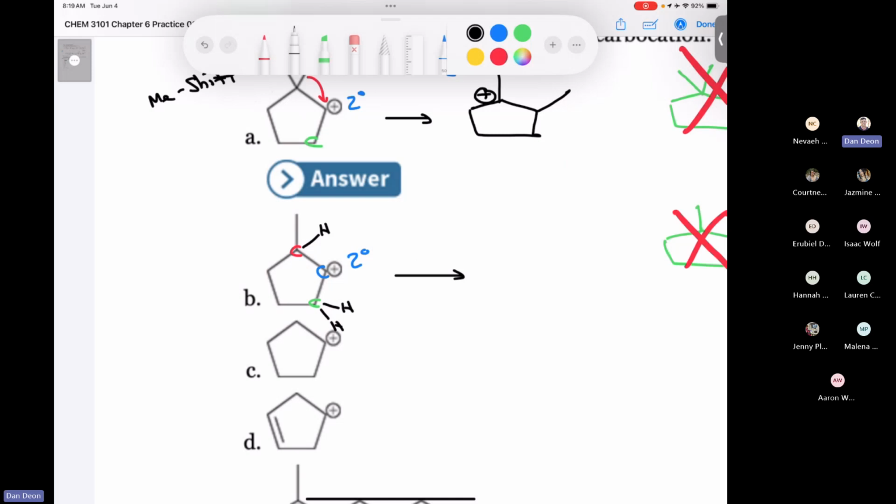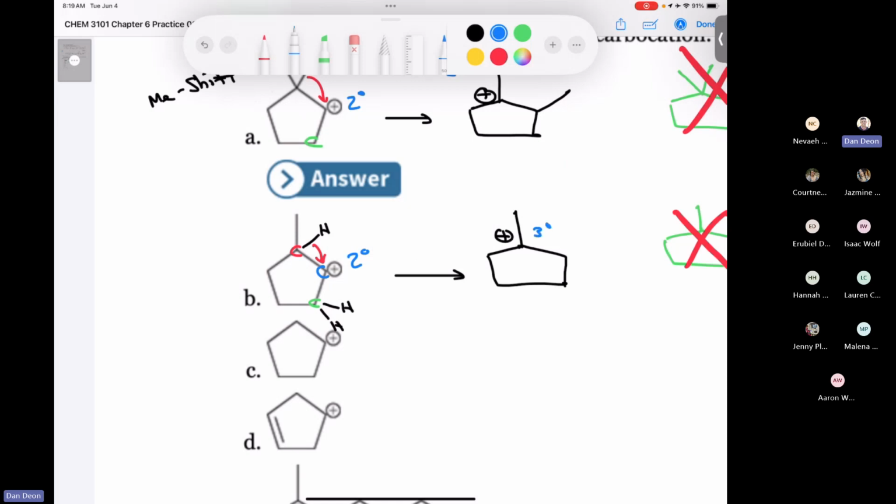Would it be the methyl group or the hydrogen? It's going to be the hydrogen, isn't it? Yeah, absolutely. Because if the hydrogen shifts, if we move that over, right, Jasmine, then we end up with this, where now we have a tertiary carbocation. So we go from secondary to tertiary like that.